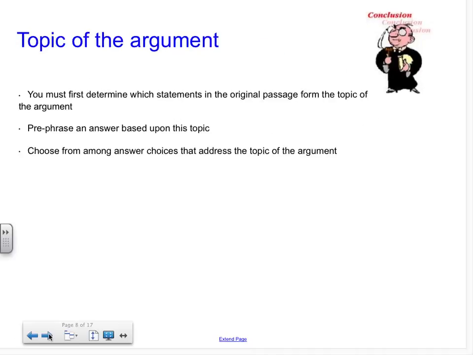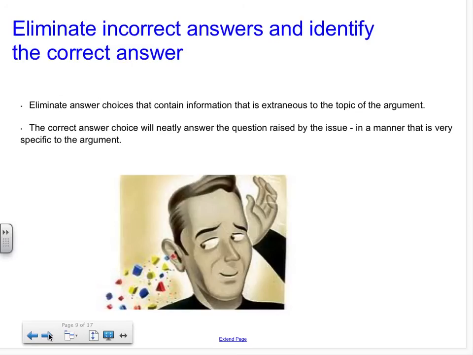It is important to be aware of the topic of the argument. You must first determine which statements in the original passage form the topic of the argument. Pre-phrase an answer based upon this topic, and choose from among answer choices that address the topic of the argument. And as always, eliminate incorrect answers and identify the correct answer. Eliminate answer choices that contain information that is extraneous to the topic of the argument. The correct answer choice will neatly answer the question raised by the issue, in a manner that is very specific to the argument.